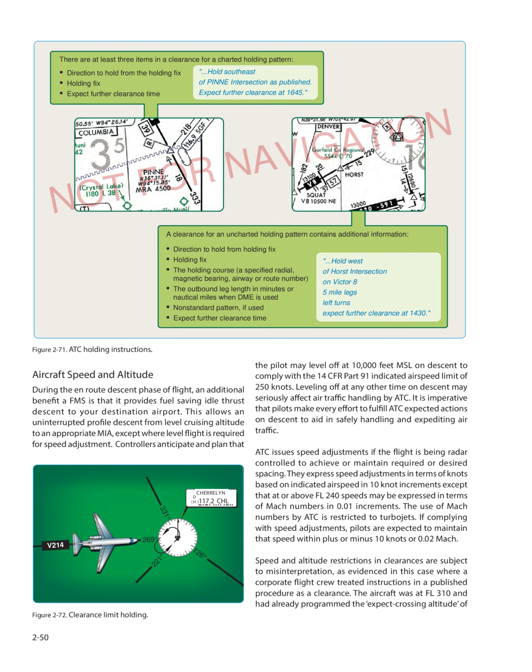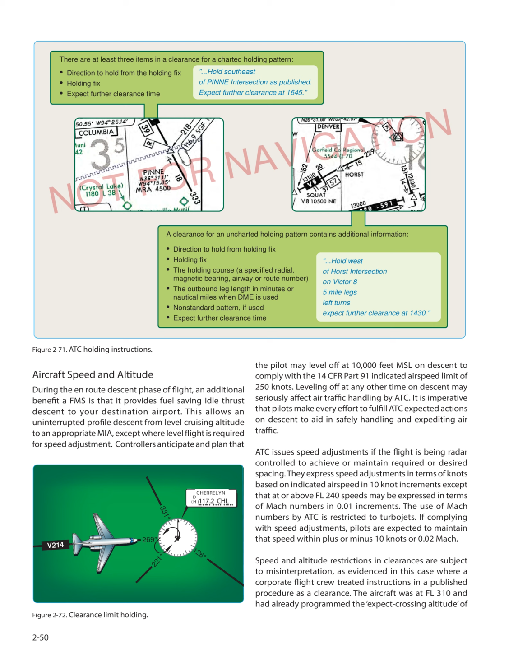This allows an uninterrupted profile descent from level cruising altitude to an appropriate MIA, except where level flight is required for speed adjustment. Controllers anticipate and plan that the pilot may level off at 10,000 feet MSL on descent to comply with the 14 CFR Part 91 indicated airspeed limit of 250 knots. Leveling off at any other time on descent may seriously affect air traffic handling by ATC. It is imperative that pilots make every effort to fulfill ATC expected actions on descent to aid in safely handling and expediting air traffic.